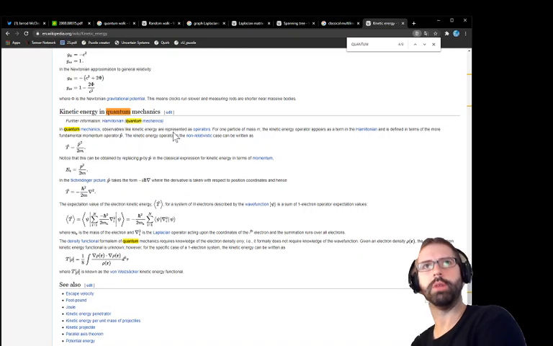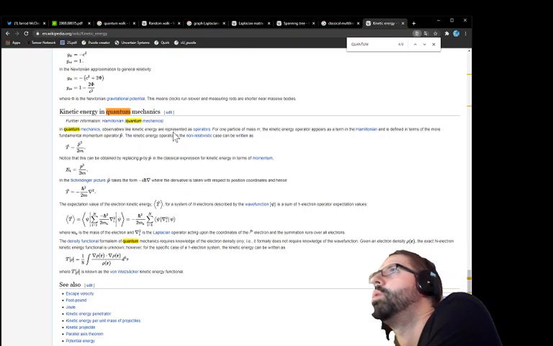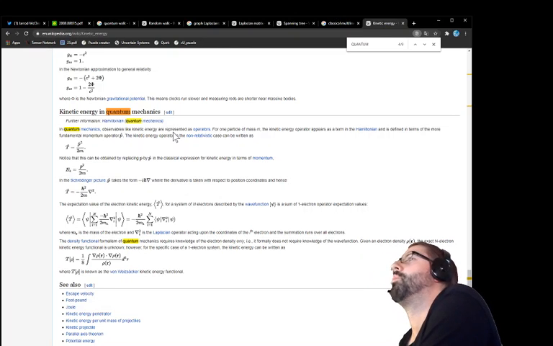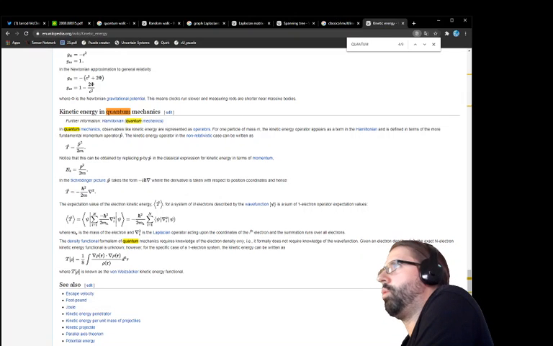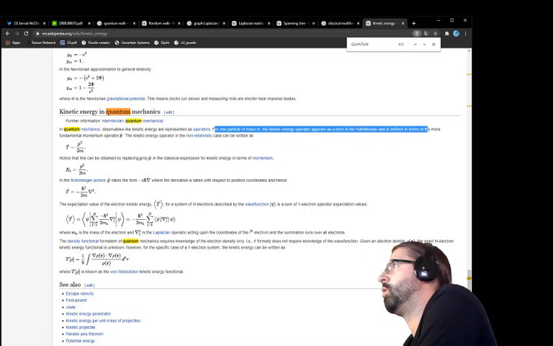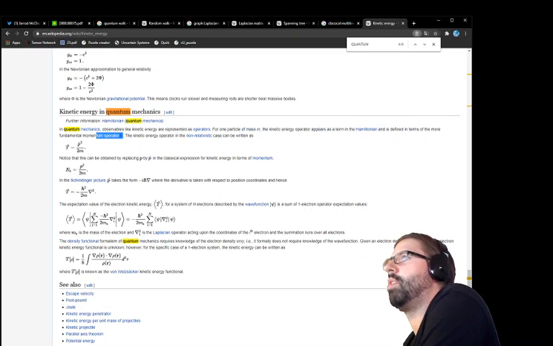Cool. So we're learning about some new observables, not just like the position, momentum, and what was the other one? Yeah, whatever. For one particle of mass m, the kinetic energy operator appears as a term in the Hamiltonian and is defined in terms of the more fundamental momentum. It kind of makes sense, yeah. The kinetic energy operator in the non-relativistic case can be written as.